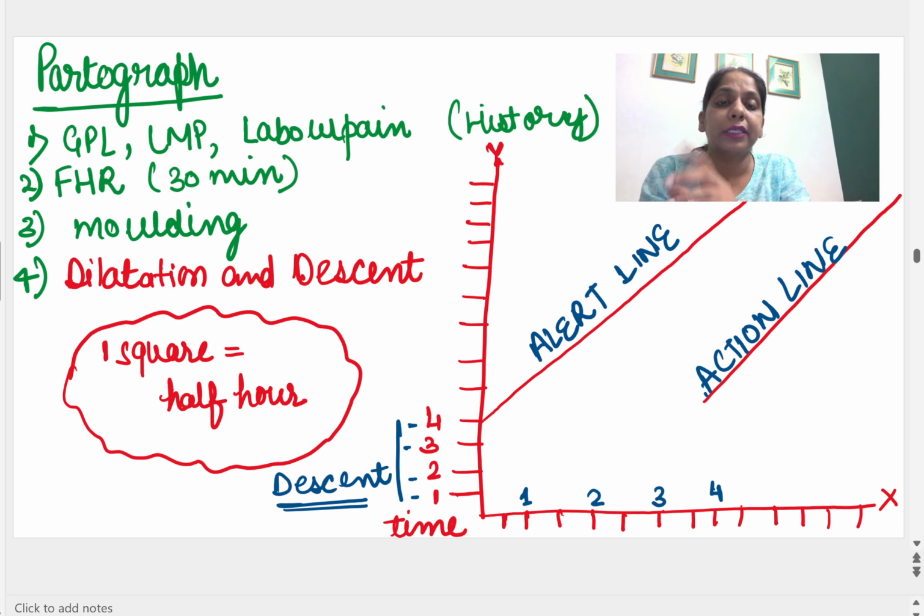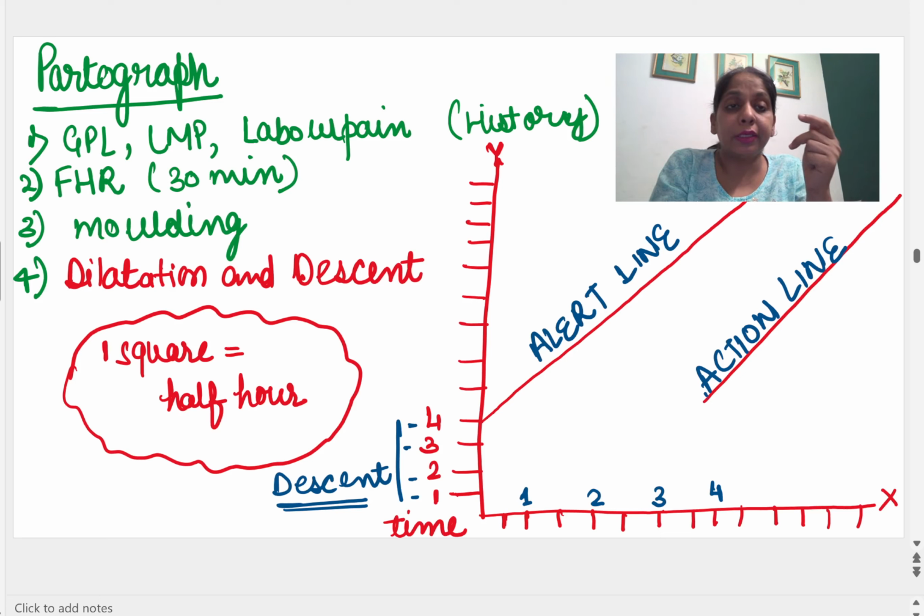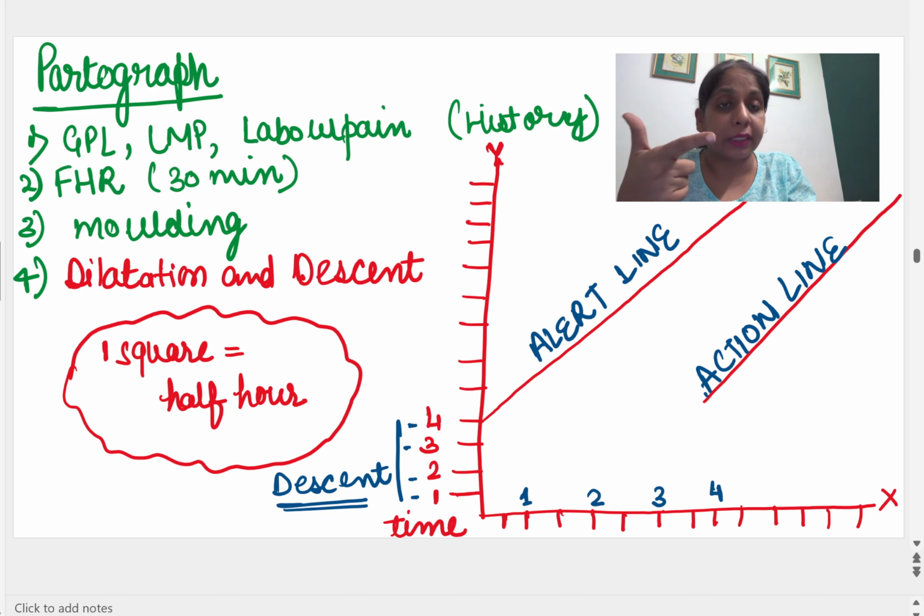And the fourth section is very important, the cervicograph portion, in which we have to write cervix dilatation and descent. Okay, which two cervical parameters do we plot on the partograph or the cervicograph? Dilatation and descent. Please don't write effacement.